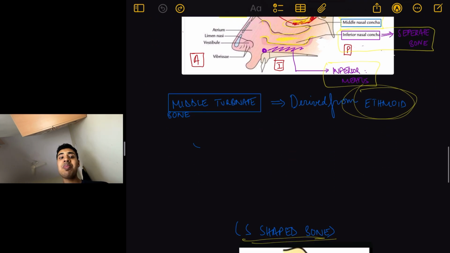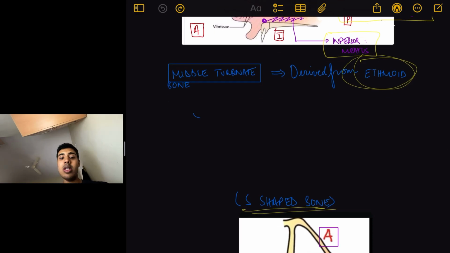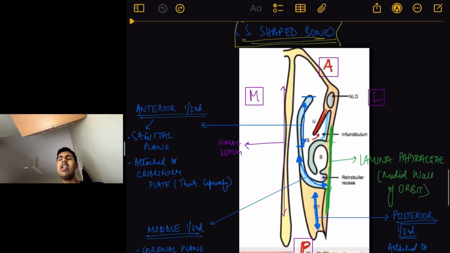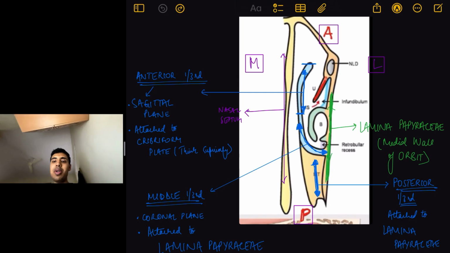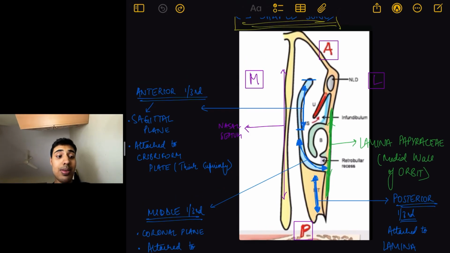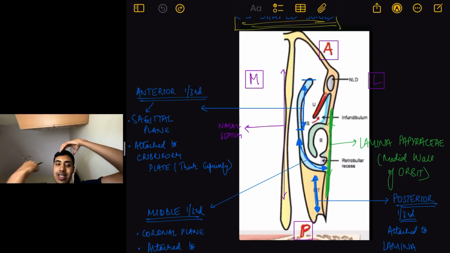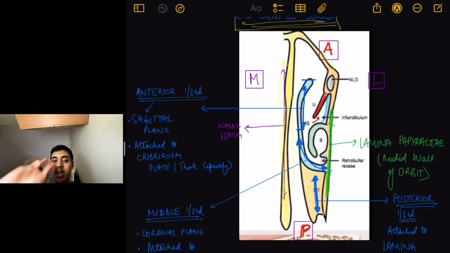The middle turbinate is derived from the ethmoid bone, and it is an S-shaped bone. It is a very unique bone. Understood? Very unique bony projection. Now, this diagram is very, very important. Here you have the middle turbinate as well as the osteomeatal complex. So as you can see, this is from the top view of the head. When you take a top view and a transverse section, you can see that medially you have the nasal septum, you have the lateral nasal wall. Understood? Now in front you have anteriorly, and behind you have posteriorly.